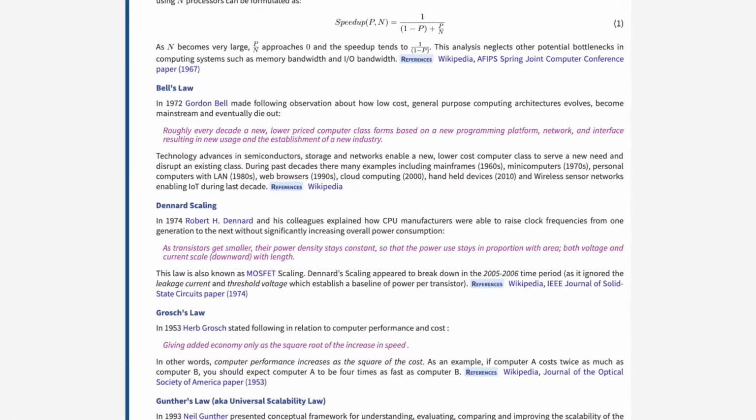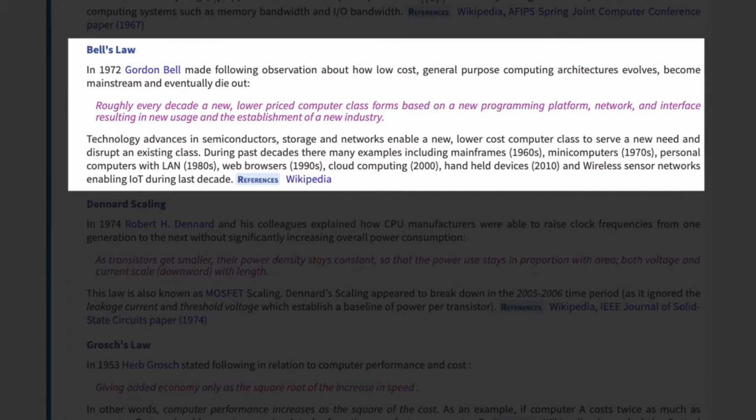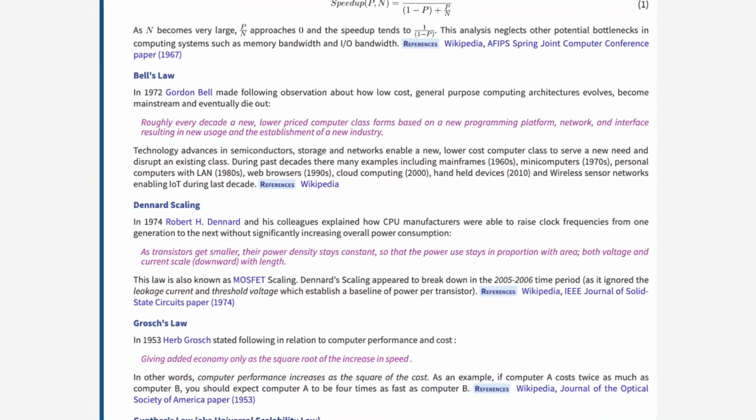In 1972, Gordon Bell stated, roughly every decade, a new lower-priced computer class forms based on a new programming platform and network. This results in a new usage and establishing a completely new industry. This is commonly referred to as Bell's law.